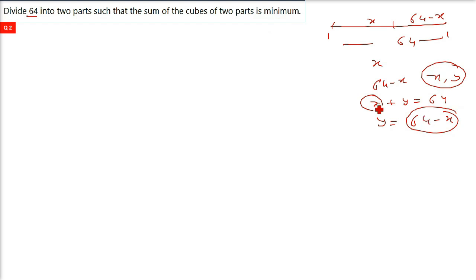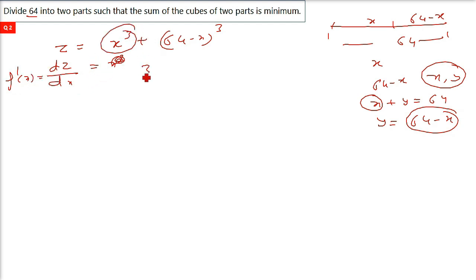Now we are not worried about minimum or maximum. We are more worried about the critical value which we get. So x cube plus 64 minus x whole cube, because the cubes are being talked about, is equal to z. Now let us differentiate it. When we differentiate, you get x cube plus 64 minus x whole cube. In the previous question, we expanded 64 minus x whole cube. There are certain people who might not remember the cube formula just now, and recollecting it will take time. It's better that rather than expanding it, we just differentiate it.